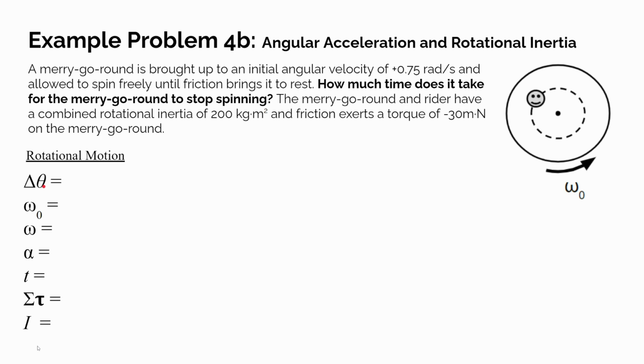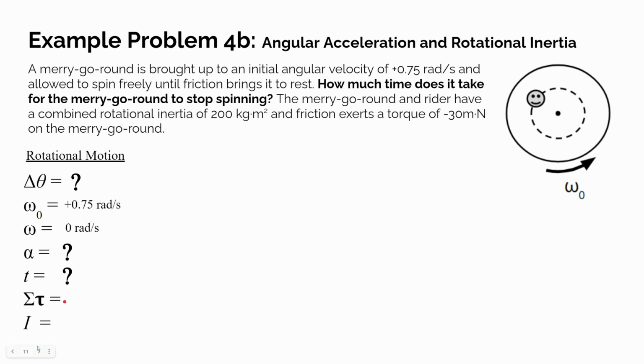So angular displacement is not given. We don't know how many times it spins around or the radians it spins through while it slows down. But the initial angular velocity was given as 0.75 radians per second, and we're assuming it's in the positive rotational direction. It's coming to rest, so in the end, the final angular velocity should be 0 radians per second. We don't know what the angular acceleration is. We are going to be solving for time, so that's another question mark.